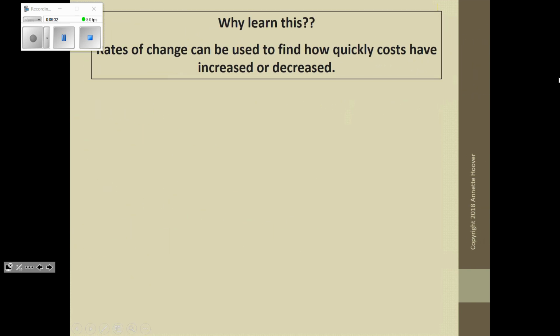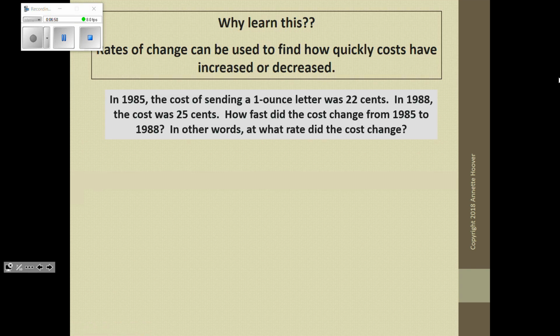Now that was all background to take to our next step of finding the rate of change. Why learn this? Rates of change can be used to quickly find out how much costs have increased or decreased. This is used in a lot of businesses when they're trying to see if their business is being profitable, if their business is declining, which part of the company is doing well, which part of the company is doing poorly. They can find the rate of change. So an example of how this works.